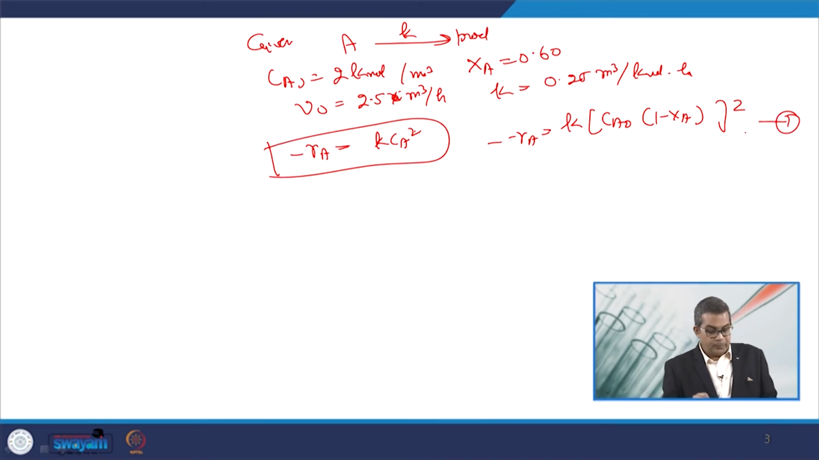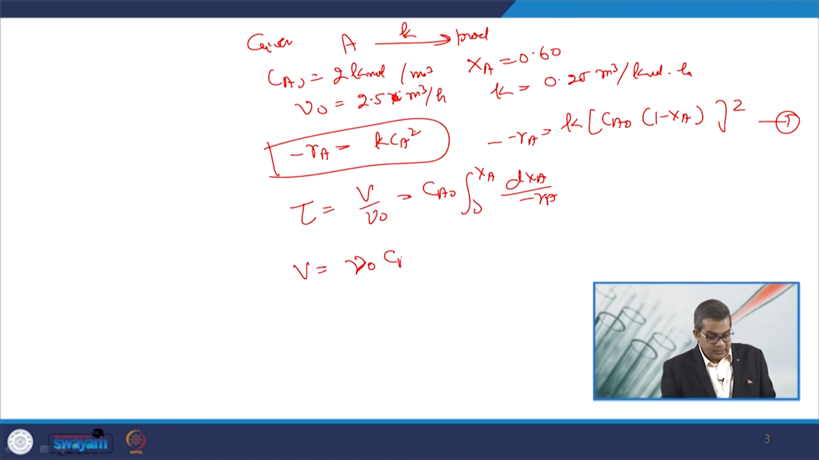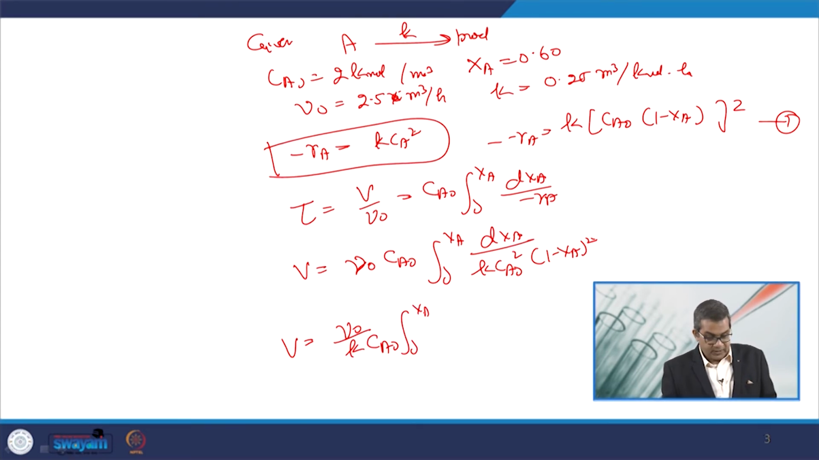So when we talk about the performance equation for plug flow reactor, that is tau is equal to V upon V naught, equal to Ca naught integral from 0 to Xa of dXa upon minus Ra, or V is equal to V naught Ca naught integral from 0 to Xa of dXa upon K Ca naught squared (1 minus Xa) squared, or V is equal to V naught K upon Ca naught integral from 0 to Xa of dXa upon (1 minus Xa) squared, that is equation number 2.